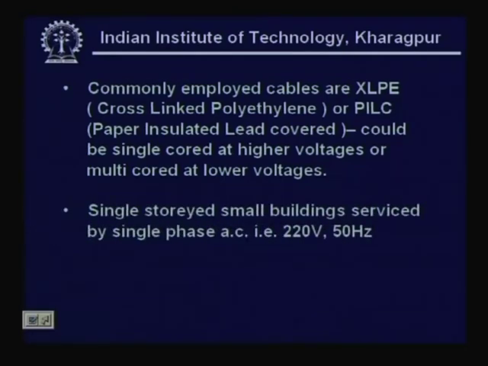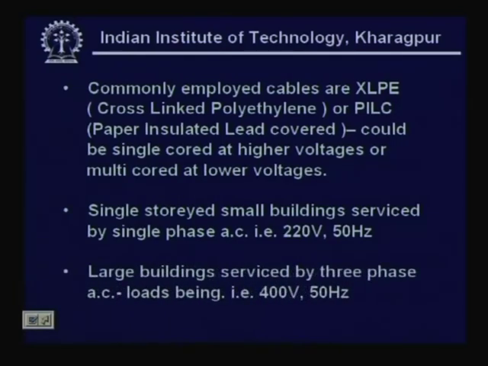So now, having said so much, if it is a single small building, you might find that the servicing is at single phase AC 220 volts 50 hertz, whereas a very large building is serviced by 3 phase AC loads at 400 volts 50 hertz. If there is a very large building, it's quite possible that the supply could be at 11 kV to the building and it is redistributed at 400 volts. This is to be kept in mind.